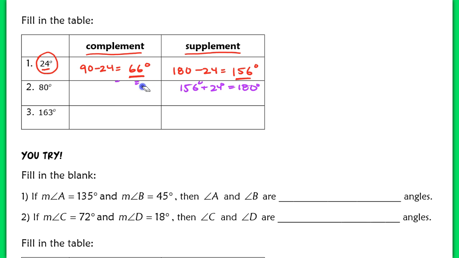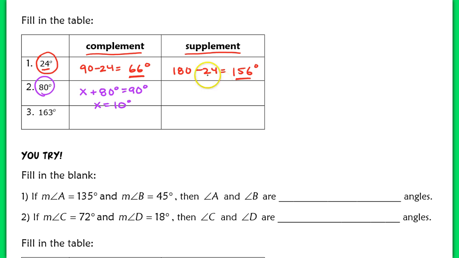Okay, so really what we're doing is solving somewhat of an equation here. It's a really basic equation, but for example, I'm going to set the equation up here. For angle 2, this is an 80 degree angle. If I take an angle measure, let's call it X, and I add 80 degrees to it, I should end up with 90 degrees if the angles are complementary to each other. So if I want to solve for X, I would subtract the 80, and I'm left with 10 degrees. So x would be 10 degrees.